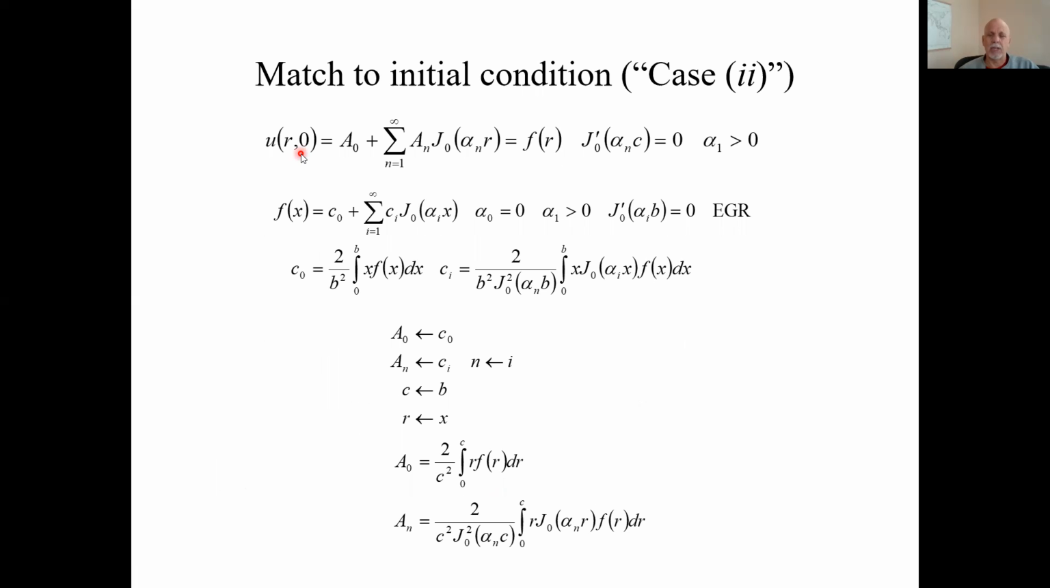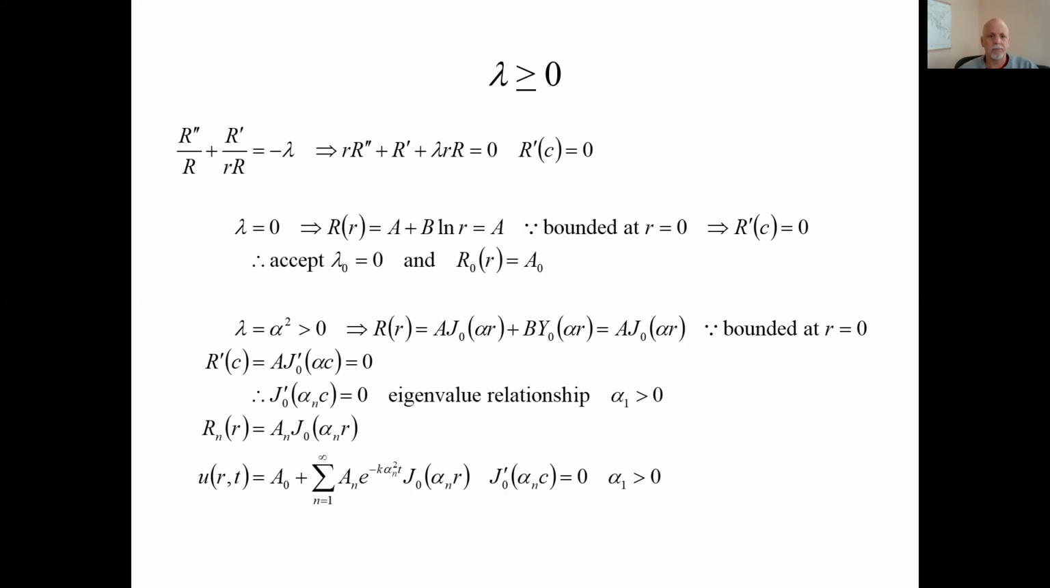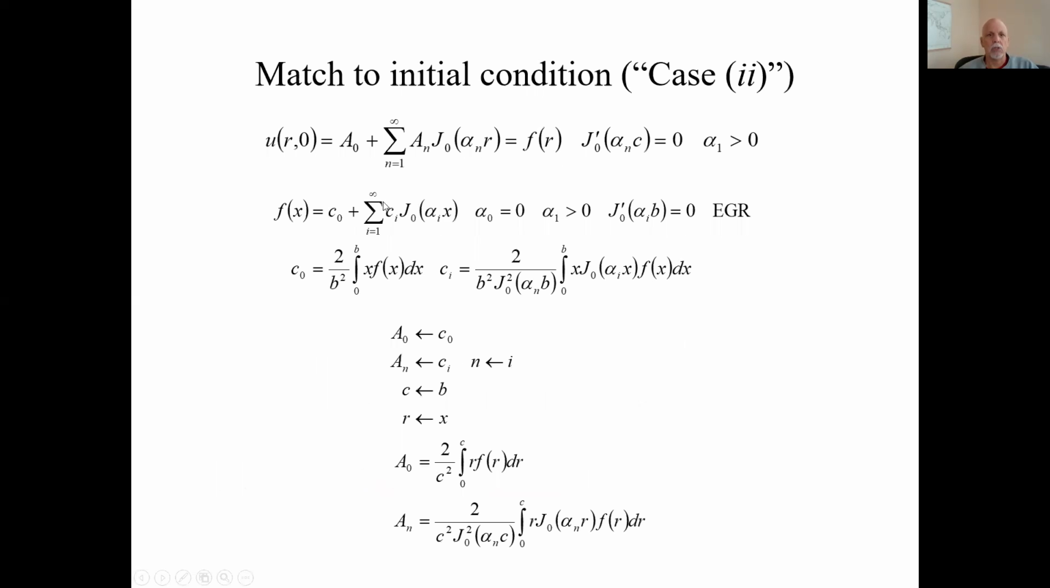The initial condition is at time t equals 0. When I set t equal to 0 up here, this e to the stuff just becomes a 1. So this is our solution at time 0. That is our initial condition, which is some function given to us. This eigenvalue generating relationship.